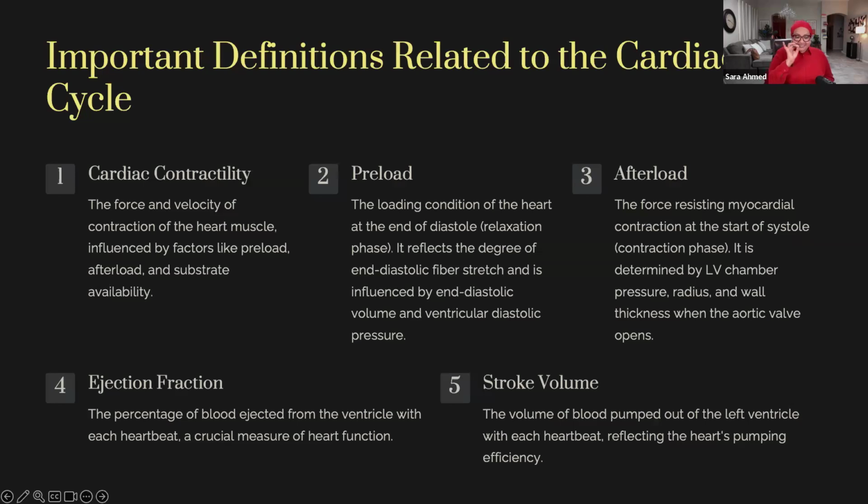It reflects the degree of end diastolic fiber stretch and is influenced by the end diastolic volume and ventricular diastolic pressure. Let's imagine that this is a phase after the tricuspid valve and the mitral valve are closed. The ventricle is full of volume, and that's called the end diastolic volume. But there is also pressure. And this pressure and volume are actually stretching the ventricle, stretching the heart muscle.